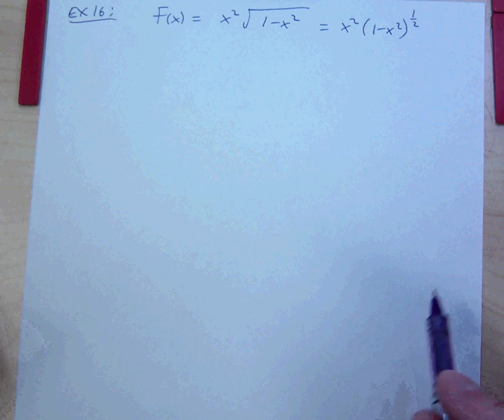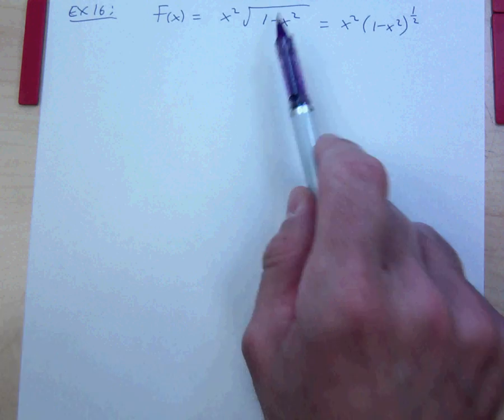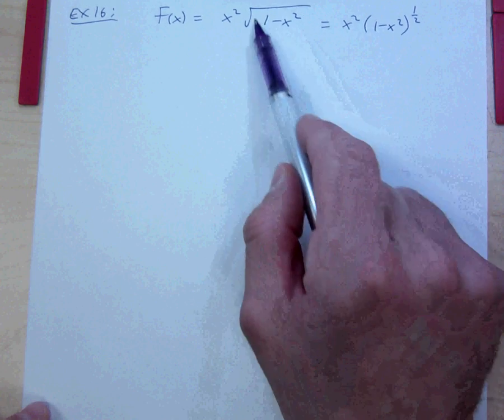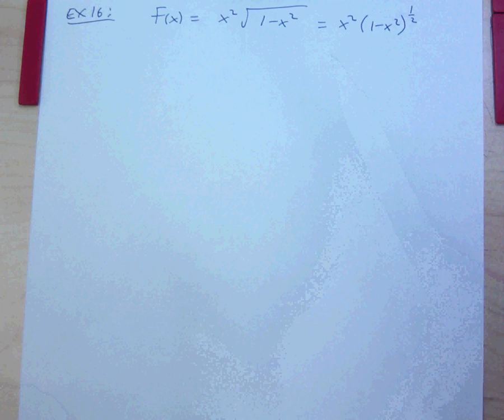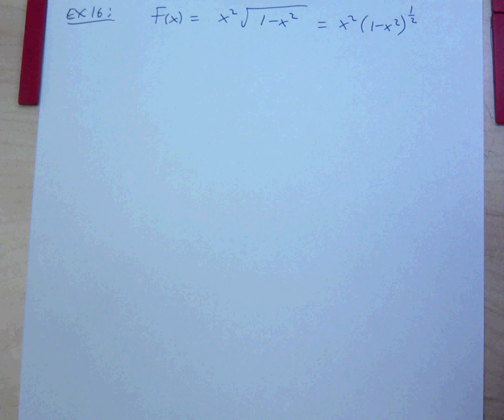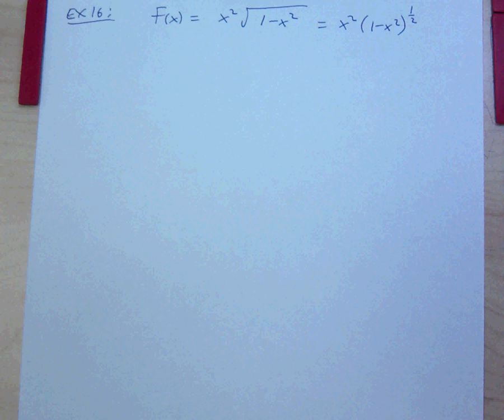So clearly this is a product, right? So I'm going to have to use the product rule, right? But along the way, when I go to take the derivative of this or this, it's a composition, so I'm going to have to use a chain rule somewhere along the way as well, right? Everybody agree with me? Okay?